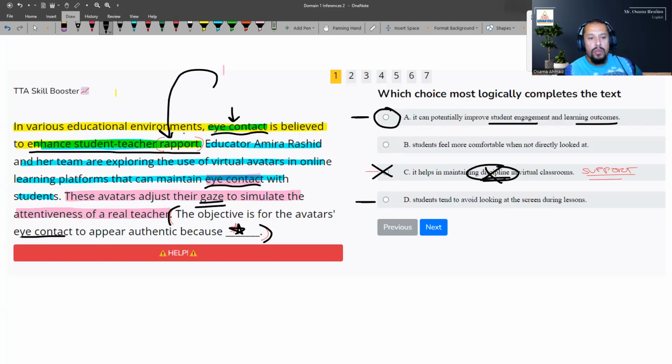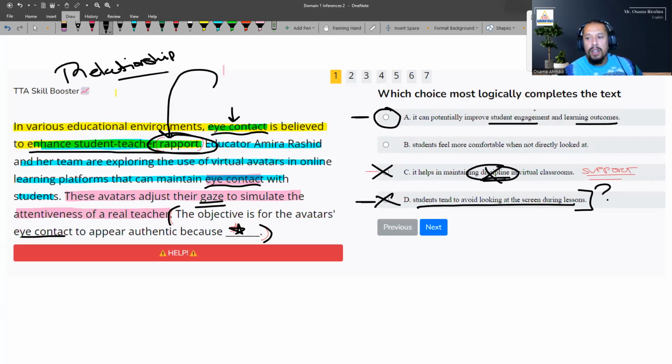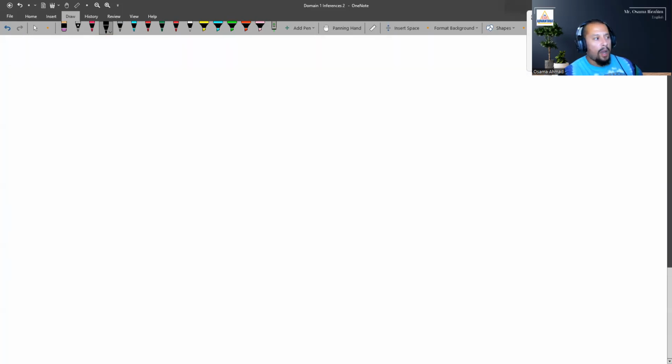This is related to the rapport between the student and the teacher. Answer D: because students tend to avoid looking at the screen during lessons. We don't know this, right? We don't have support for this. But when you talk about student-teacher rapport, you talk about the relationship between a student and teacher, and this reflects it: student engagement, and then eventually learning outcomes. Thank you, Mr. Muhammad. Let's try the next question.